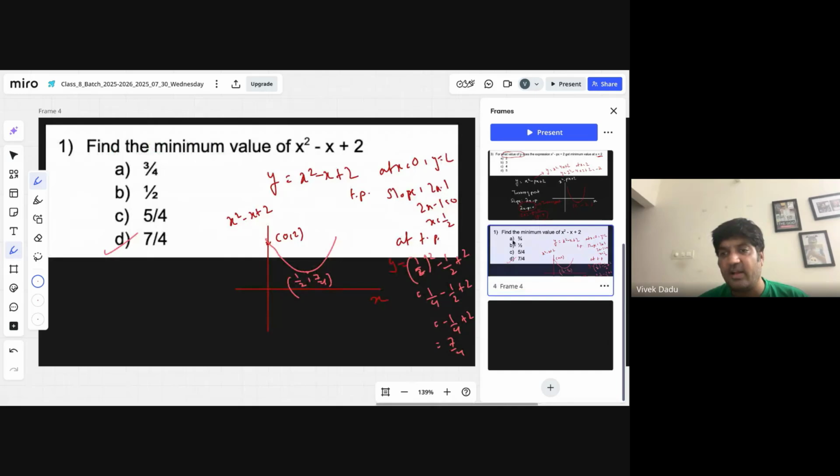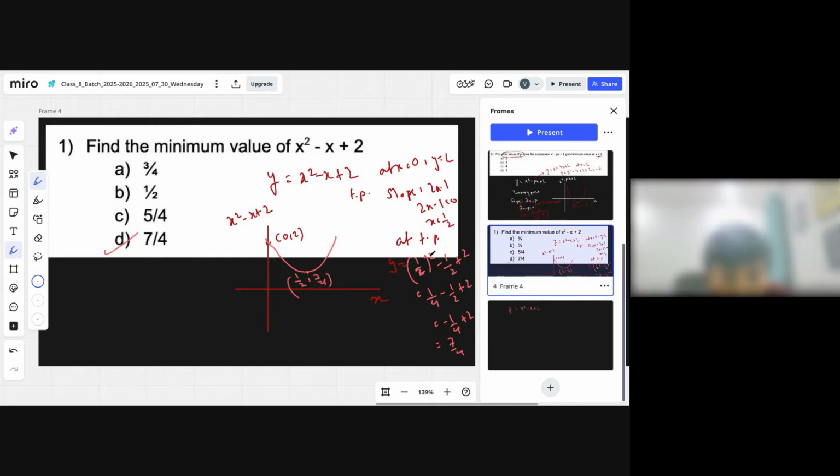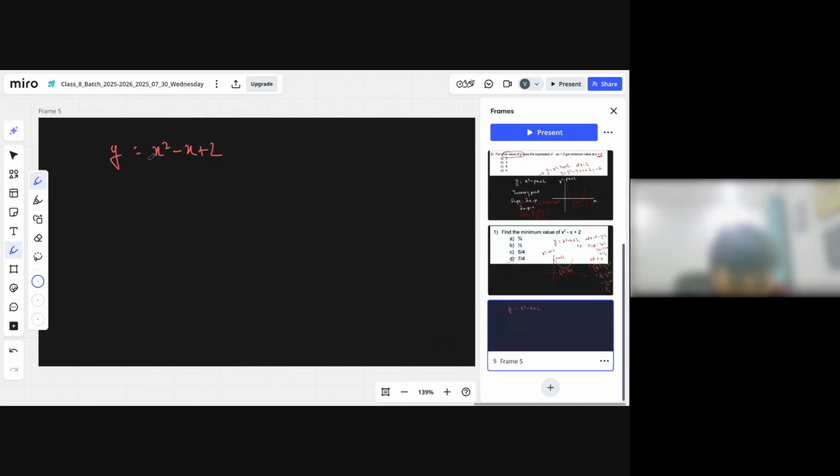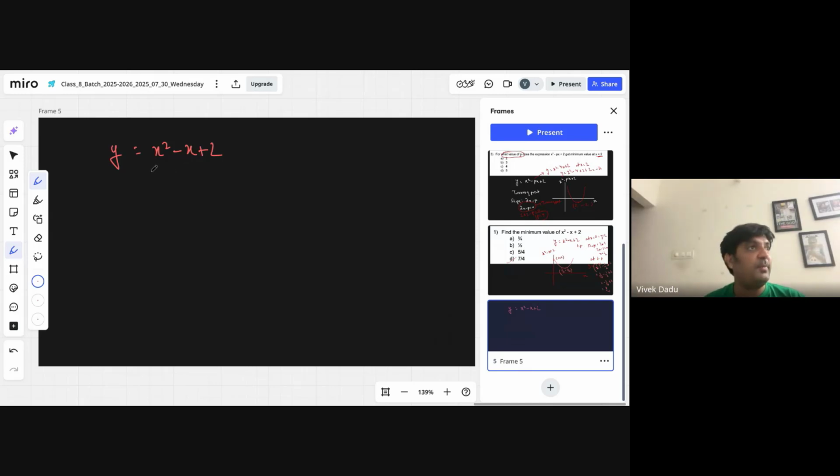Now you understand, Nehal, or? Oh, yes, sir, I understood. Okay, now how can it be done with algebra? Remove y, you want the minimum value of x square minus x plus 2. Apply that completing the square. Remember that completing the square trick.